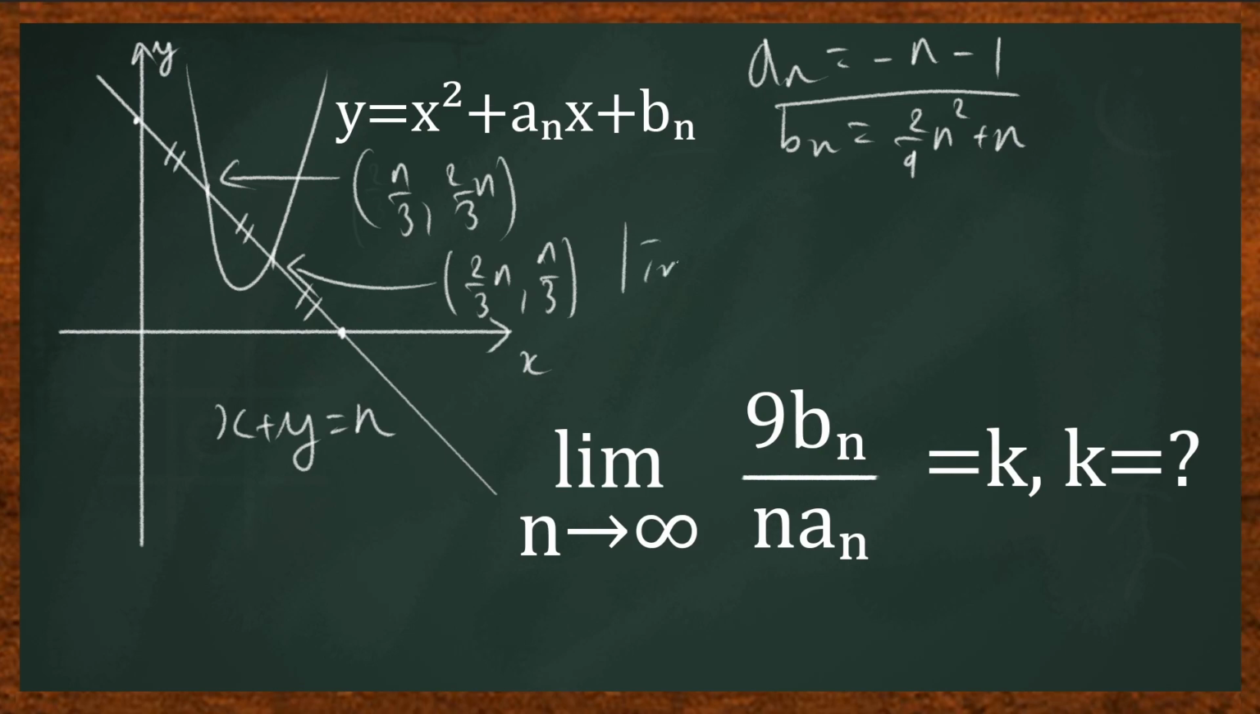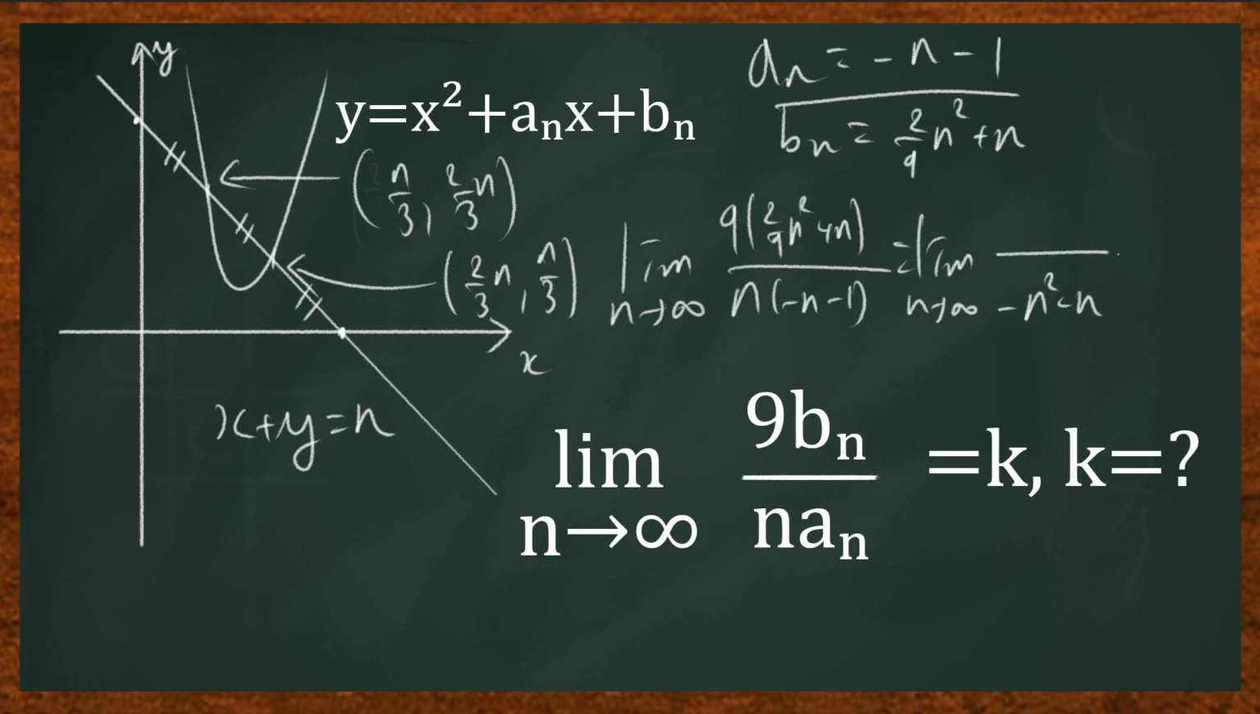Because we know an and bn, let's put them in the limit and find k. The limit will be shown like this: 9 times bn out of n times an, which will be 2n squared plus 9n out of minus n squared minus n, which is minus 2. So k will be minus 2.